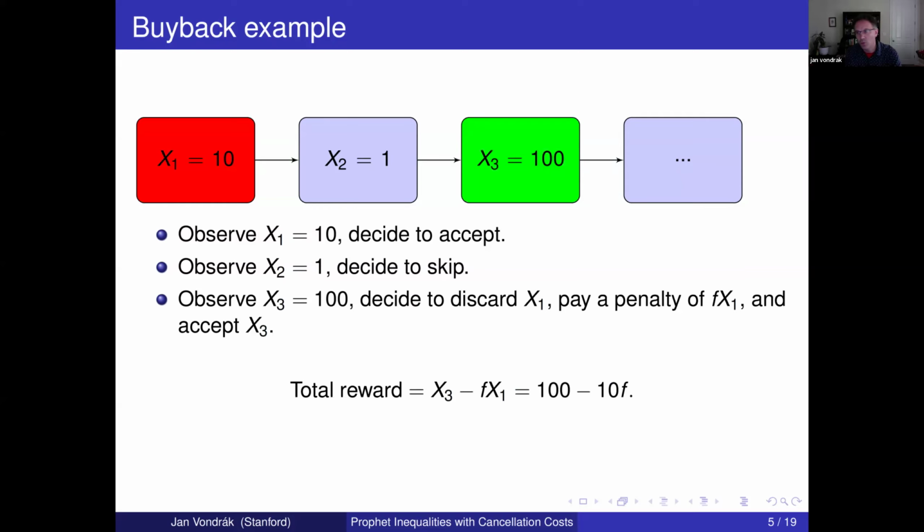F. Now, of course, the decision between buying back or not depends on what the factor F is. So the aim of this work will be to characterize what can be done given a certain value of the buyback factor F.